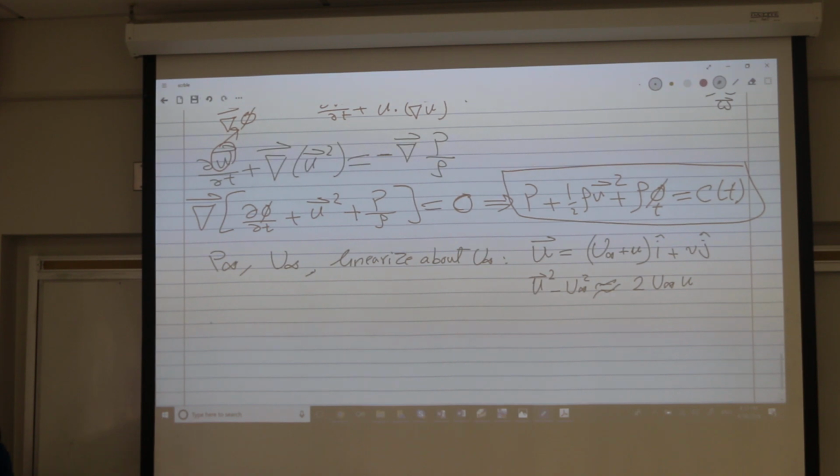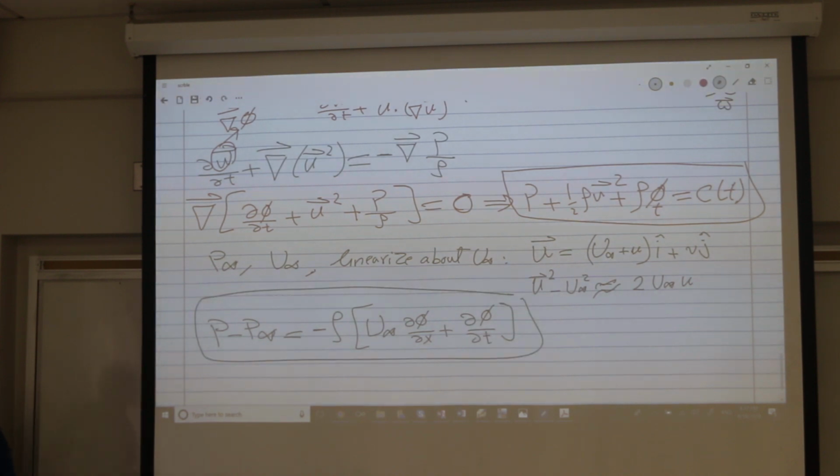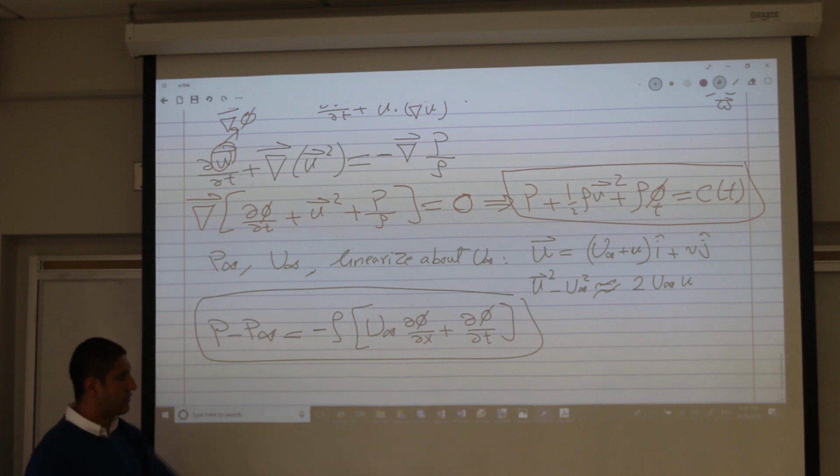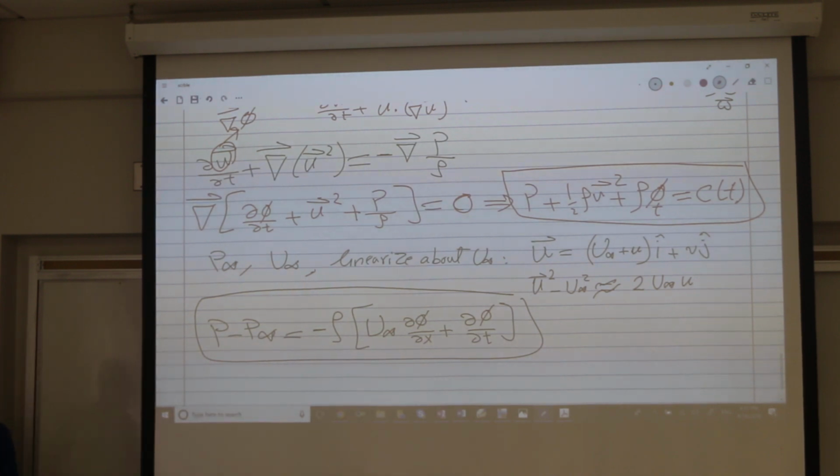So our linearized unsteady Bernoulli is p minus p infinity equals minus rho times u infinity u, which is partial phi partial x, plus partial phi partial t. This is the linearized unsteady Bernoulli. We will use it over and over again. Theodorsen in particular used it. Any question?